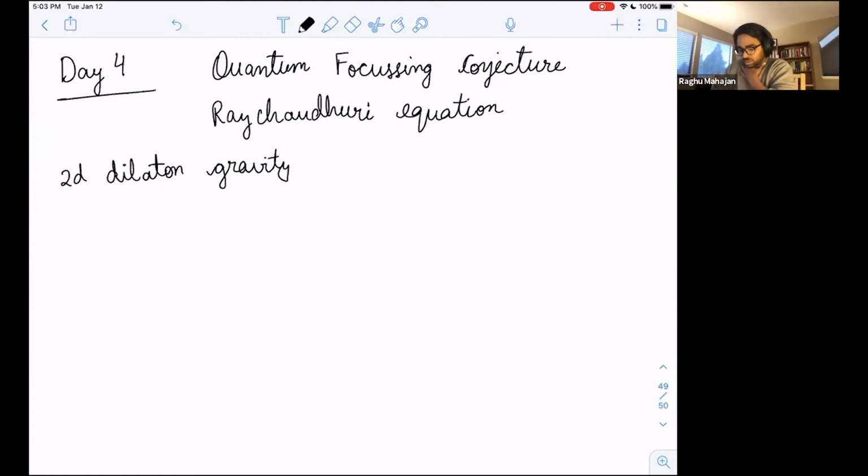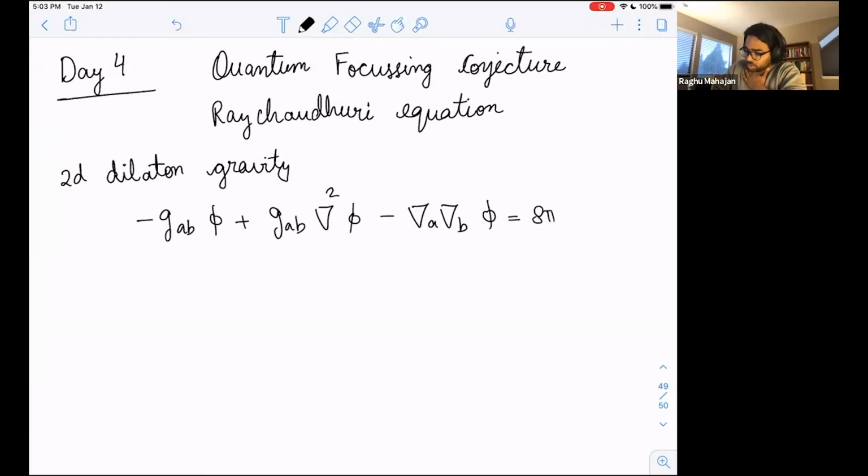Okay. Sorry, so we had this equation of motion, G_AB phi plus G_AB grad squared phi minus grad_A grad_B phi equals 8 pi G T_AB. Usually we were setting the right-hand side to 0, but now we have this more general equation. So this is the analog of what in higher dimensions we write as G_AB equals 8 pi G times T_AB.